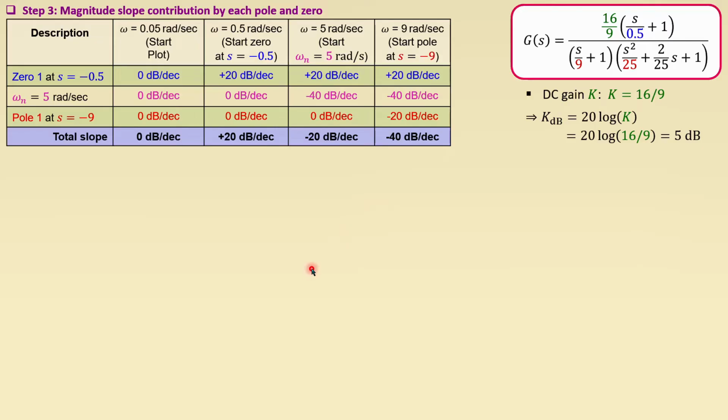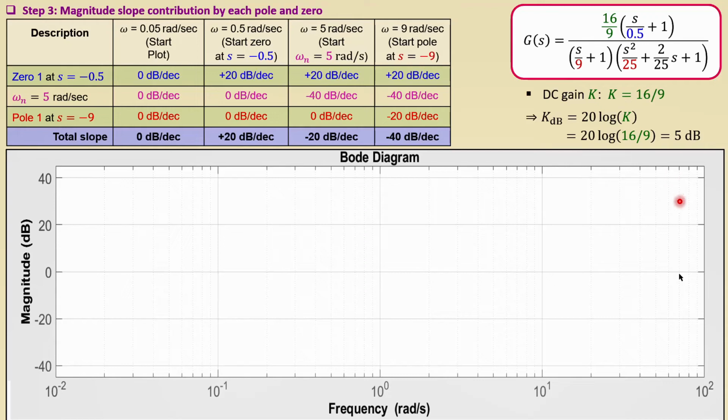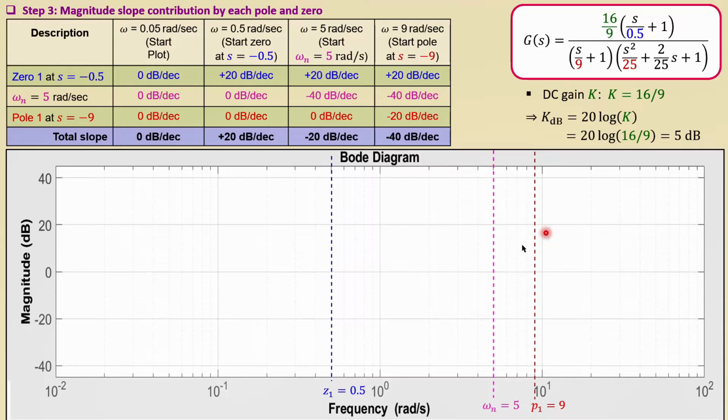So let's bring up the plot. This is just an empty plot. We will now draw the segments here. First, we will recognize again the break frequencies: 0.5 for our real zero, the real pole at 9 radians per second, and also the natural frequency at 5 radians per second. Now we know it started with a slope of 0 dB per decade, but we also need to check the DC gain. So we start at the height of 5 dB.